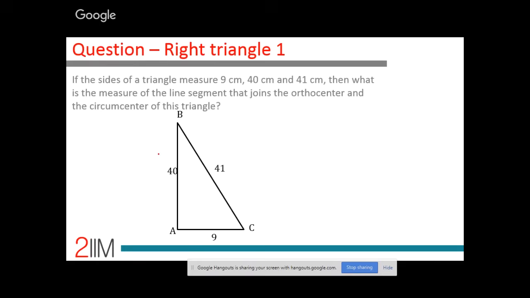First up, the moment you read this question, you see 9 and 40, you should be looking for 41. 9, 40, 41 is a wonderful Pythagorean triplet. Your eyes should go wide open and say, look, right triangle. Now I know everything here. So this is a right angle triangle. So the line joining orthocenter and circumcenter of this triangle is nothing but circumradius, which happens to be half of hypotenuse, 41 by 2, 20.5.